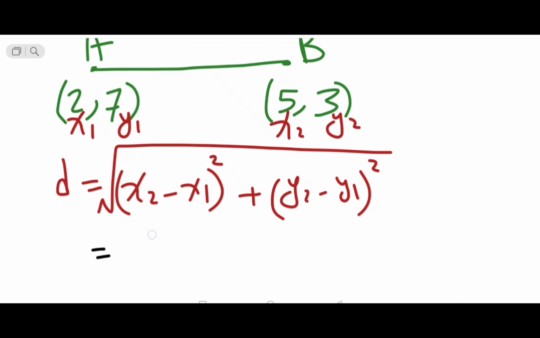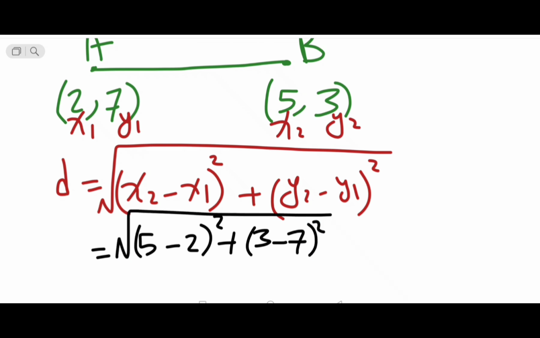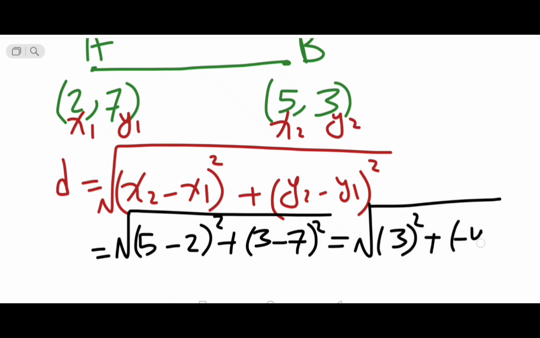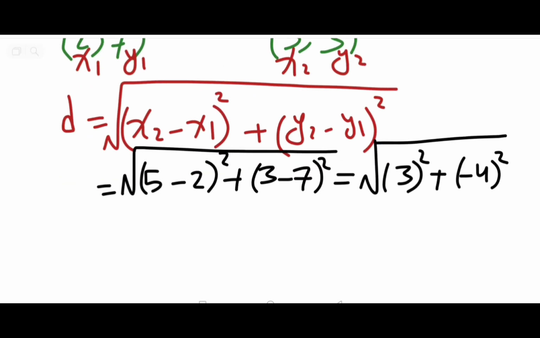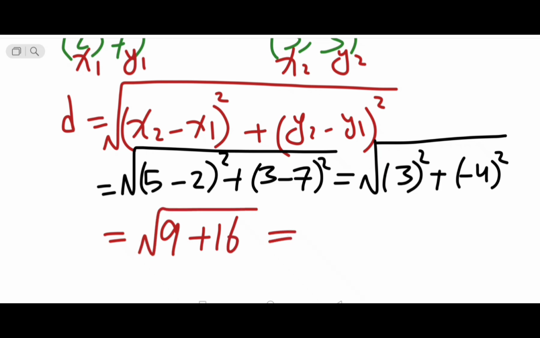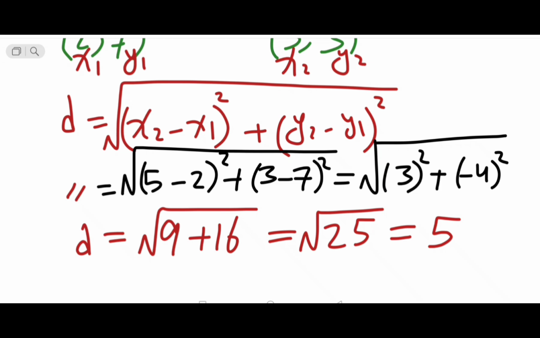So x2, which is 5, minus x1, 2, squared, plus y2, which is 3, minus y1, which is 7, squared, and square root. After that, 5 minus 2 is equal to 3, squared, plus 3 minus 7, which is minus 4, squared. So 3 squared is 9, plus 4 squared, which is 16. So 16 plus 9 is equal to 25, and the square root of 25 is 5. So the distance is 5 between these 2 points.